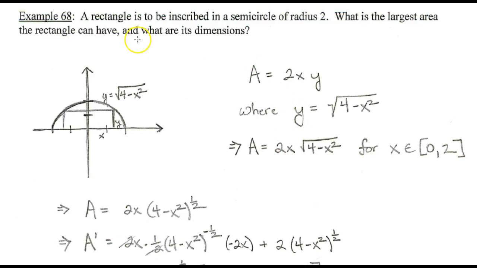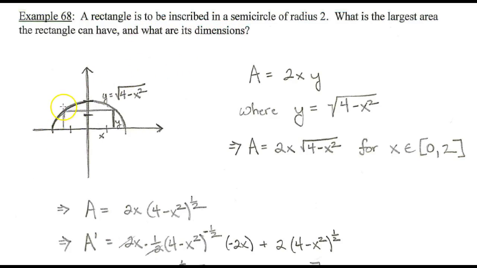Okay, our last example in section 4.5, applied optimization, is the following. Example 68. Let's read the problem. A rectangle is to be inscribed, meaning all contained, within a semicircle of radius 2. What is the largest area the rectangle can have, and what are its dimensions?